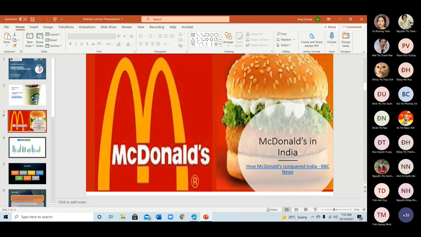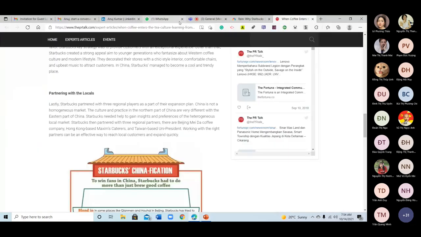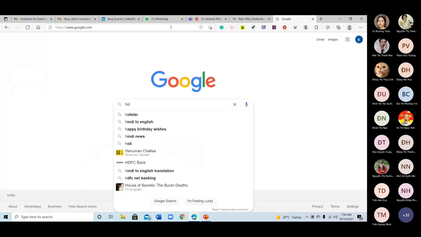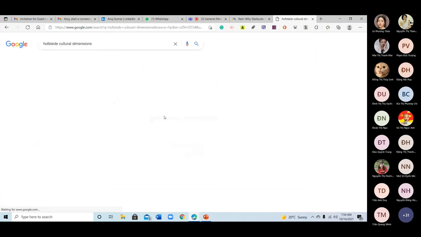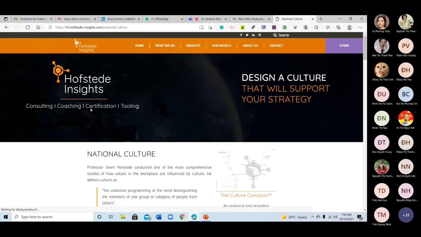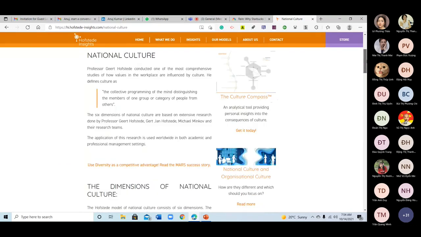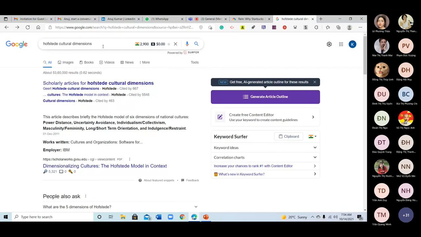In another slide, I'm discussing a very famous model with all of you. Okay, is this model visible to you all? Hofstede? Okay, so let me take you directly to this model's site. I want to discuss one more thing in this. We can compare one more country. This is the advantage of online classes, that anytime I can click anything and go to the site. National culture, Hofstede cultural dimensions comparison.